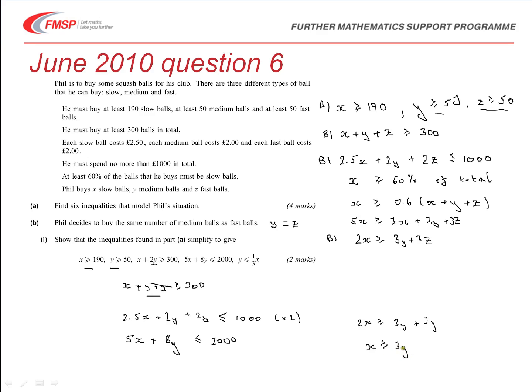Or we can divide through by 3 to give us the statement that a third x is greater than or equal to y, which was the required result. For showing clearly what is happening with this one, we get a method mark by replacing the z with the y, and then for obtaining this result by the substitution and getting an accurate answer, we will get an answer mark for that one.